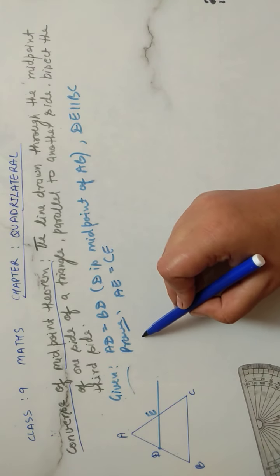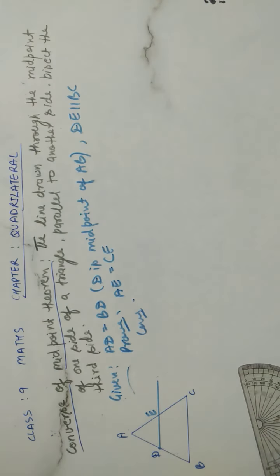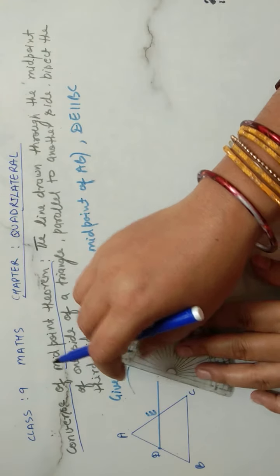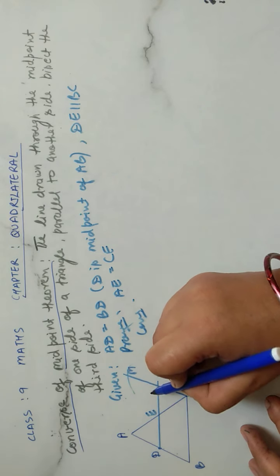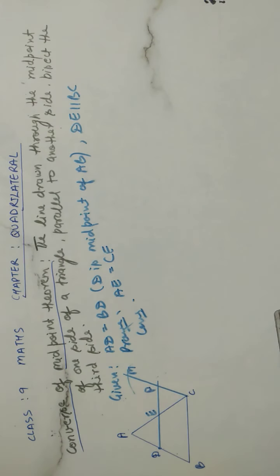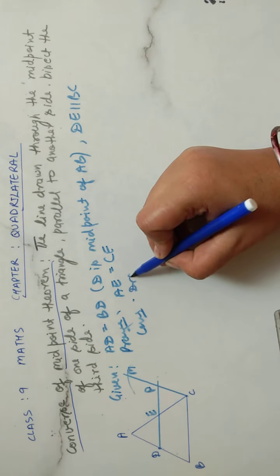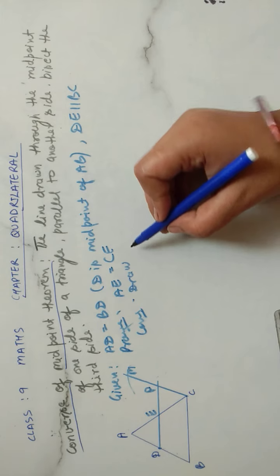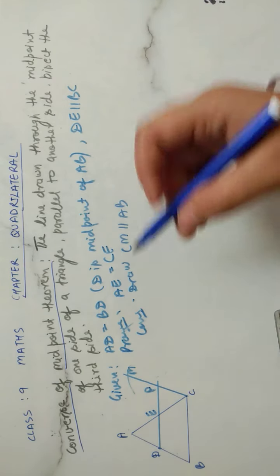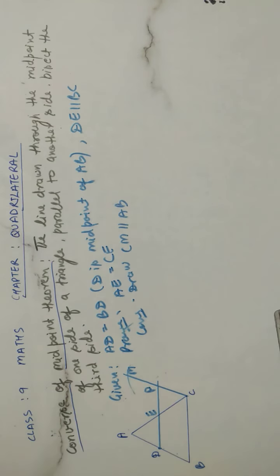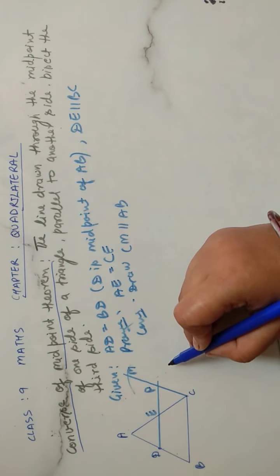Okay, just see the proof. First of all we will do the construction, similar to the previous question. We will draw a line from this point C that is parallel to AB. We have drawn it, call it CM, and it cuts DE at F. So this is our construction: draw CM parallel to AB, and DE intersects CM at point F. Now see the proof.